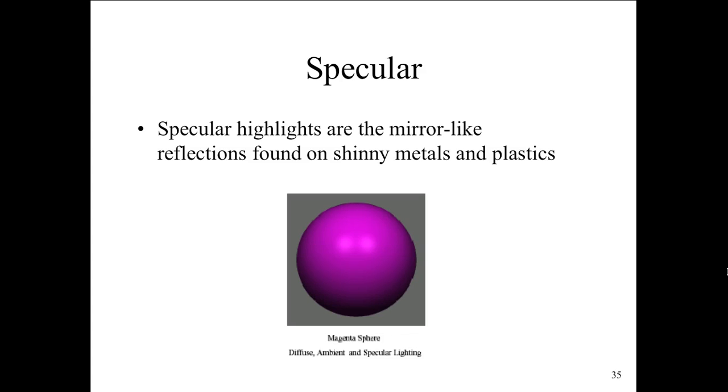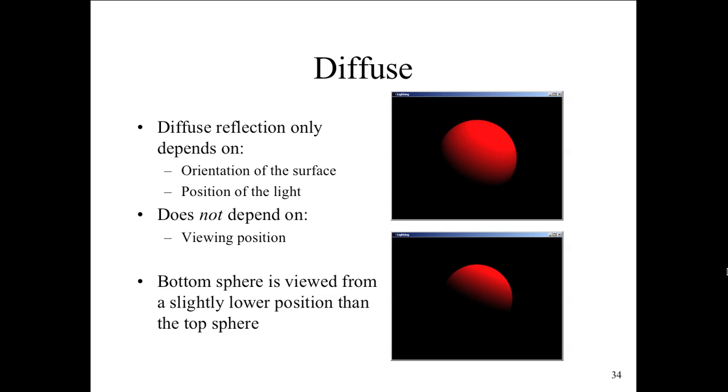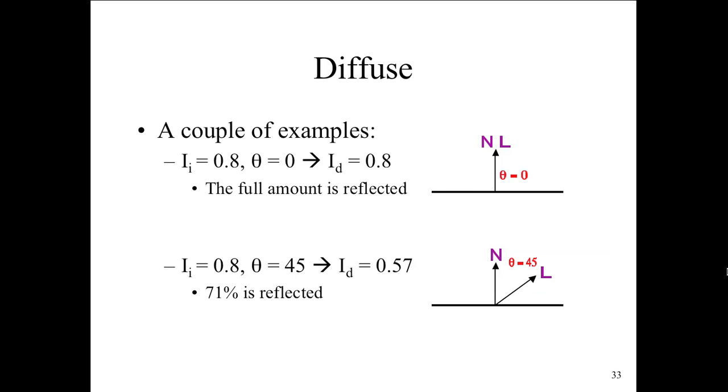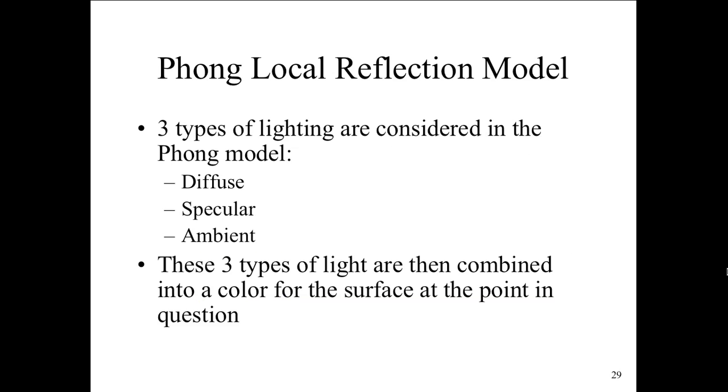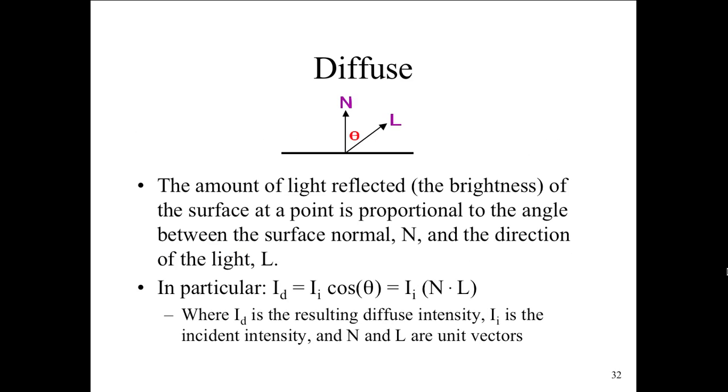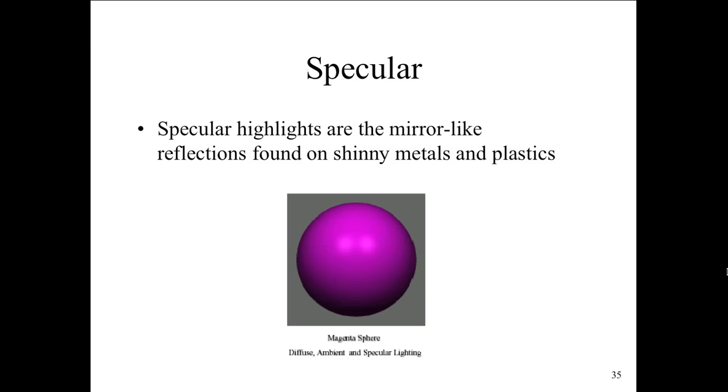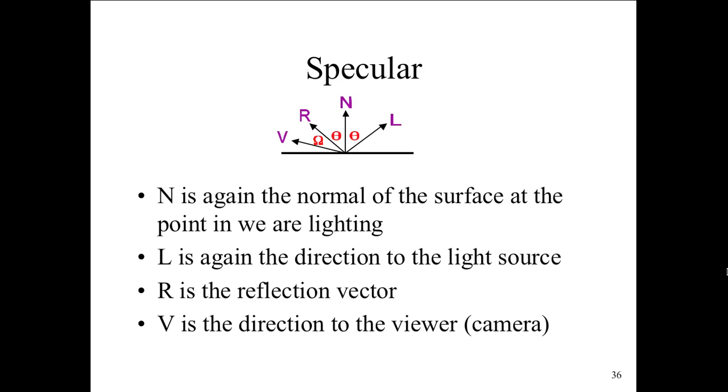Specular lights are the mirror-like reflections found on shiny metals and plastics. Anything that shines is going to give us specular, so you can create a shiny surface. This is not shiny. That's not too shiny, that's shiny. So the way you make it look shiny is you cast a specular light on it, and then it looks shiny because the light is illuminating it in a shiny format.